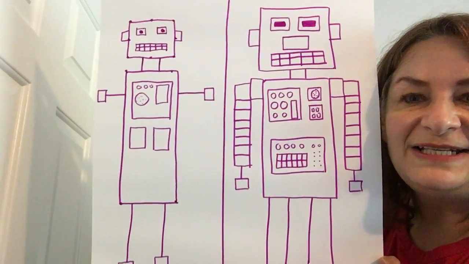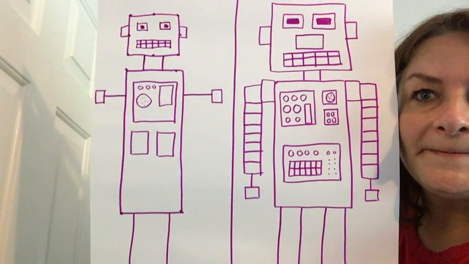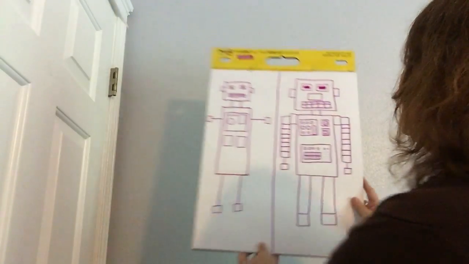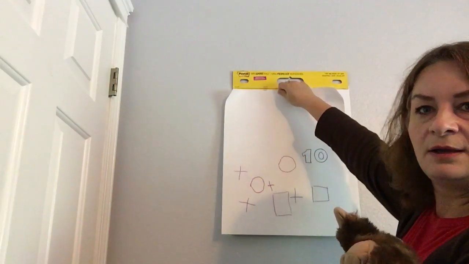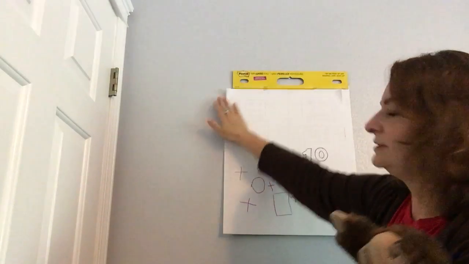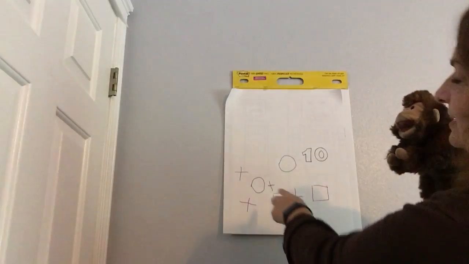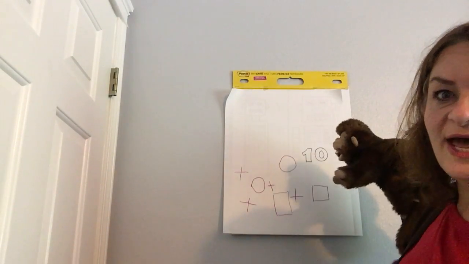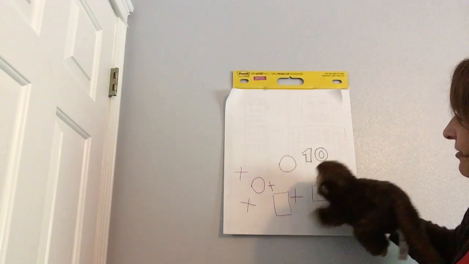All right, so that is the completed set of robots. I'll put this back because Monkey's really, really excited to show you what he created. Monkey, I'm going to put your paper up for everyone to see, so we can celebrate with you. Now, did you see Monkey's... Look, Monkey has been working on those plus signs. And he's been working on the rectangle and the square. That's one of his papers he's been working on.